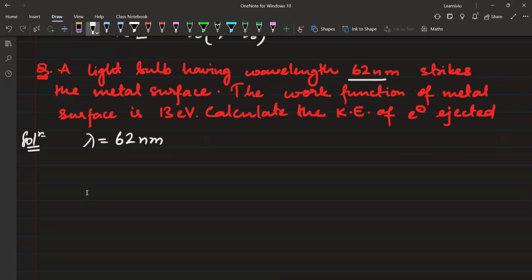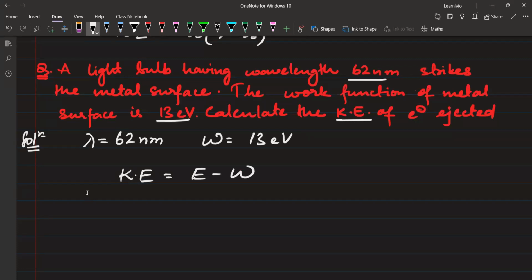Right. Then it's time for the work function. W is given as 13 electron volt. Right. They're asking for kinetic energy. We have just seen that kinetic energy will be equal to E minus W. Right? E minus W.